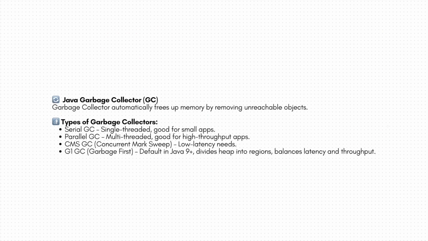Then we will understand a little bit more about the garbage collector, Java garbage collector. So the garbage collector basically automatically frees up the memory by removing unreachable objects, basically the dereferenced objects. What are the types of garbage collector?